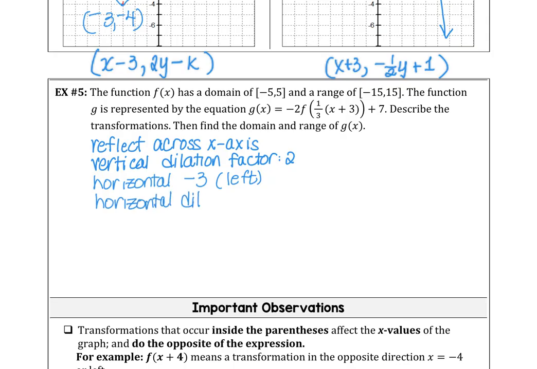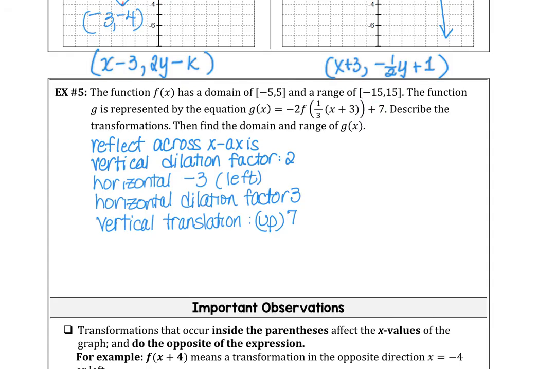Horizontal dilation factor is 3. And what else? We've got the plus 7. So that's going to be a vertical translation, 7 units up. It's going to go up 7 units. So did we catch everything? Let's see. 1, 2, 3, 4, 5 things.